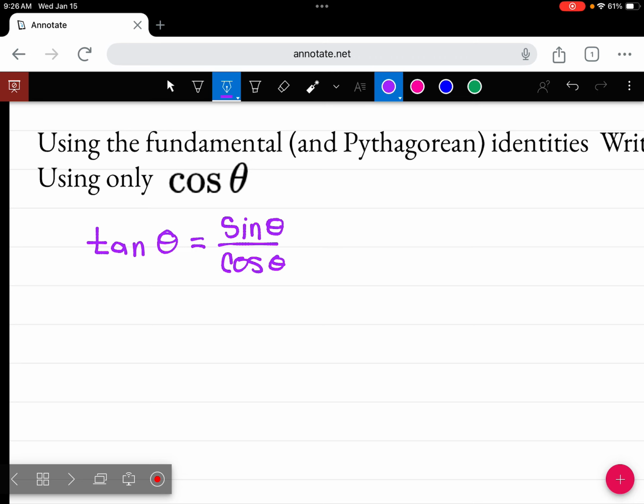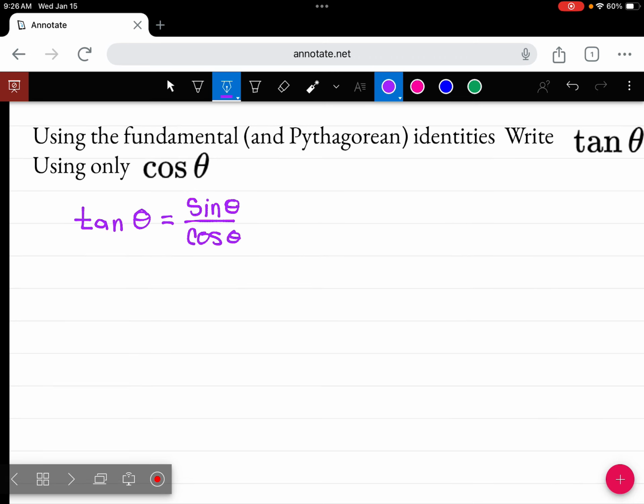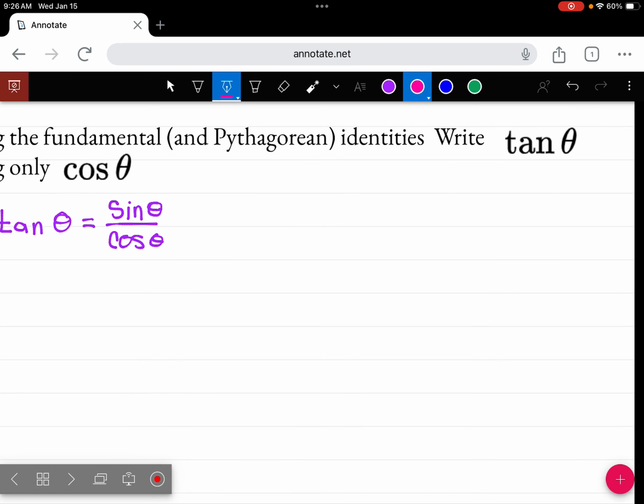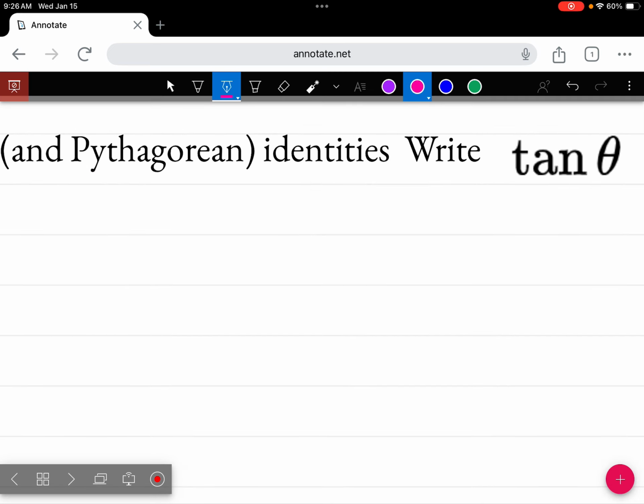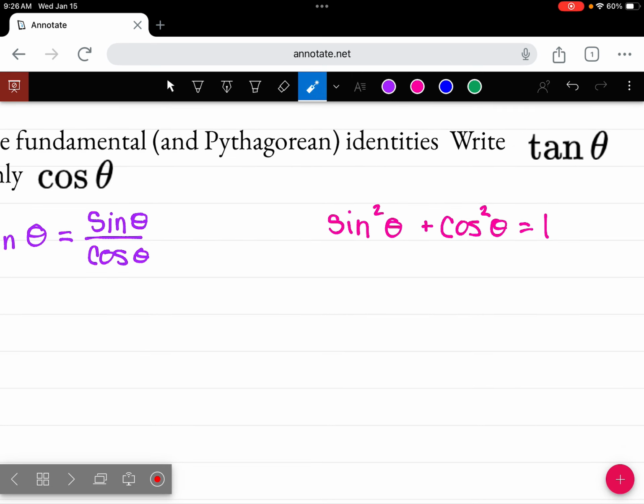So tangent is the same thing as sine theta over cosine theta. So what we need is something that tells us the relationship between sine and cosine. And what puts sine and cosine in the same equation is those Pythagorean identities. We had our first one, which was sine squared theta plus cosine squared theta equals 1. That tells us something about a relationship between sine and cosine here.